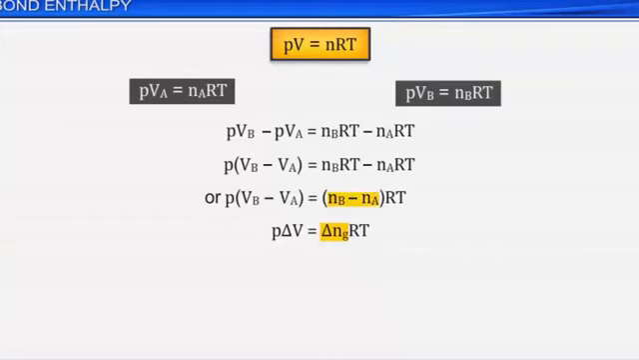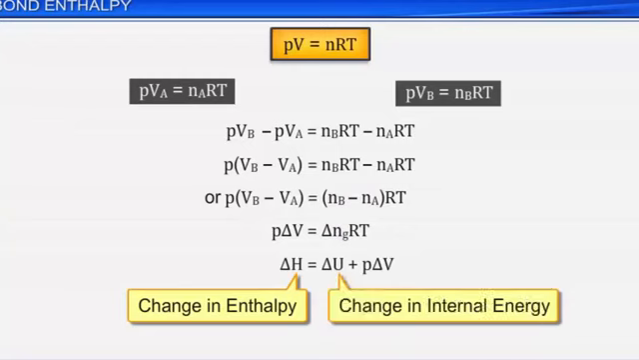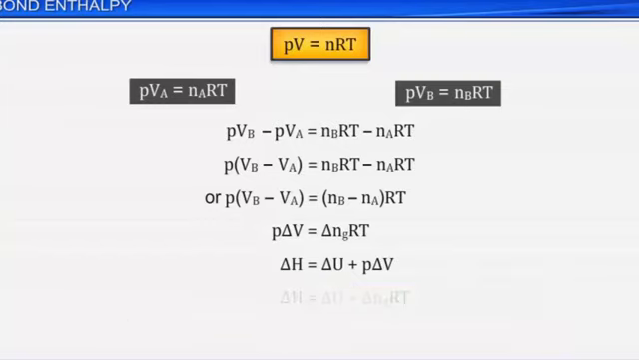We learned that change in enthalpy, delta H, equals change in internal energy, delta U, plus the product of pressure P and change in volume delta V. On substituting the values, we get delta H equals delta U plus change in number of moles of gas, delta n g, RT. This relation helps us in calculating the change in enthalpy from change in internal energy and vice versa.